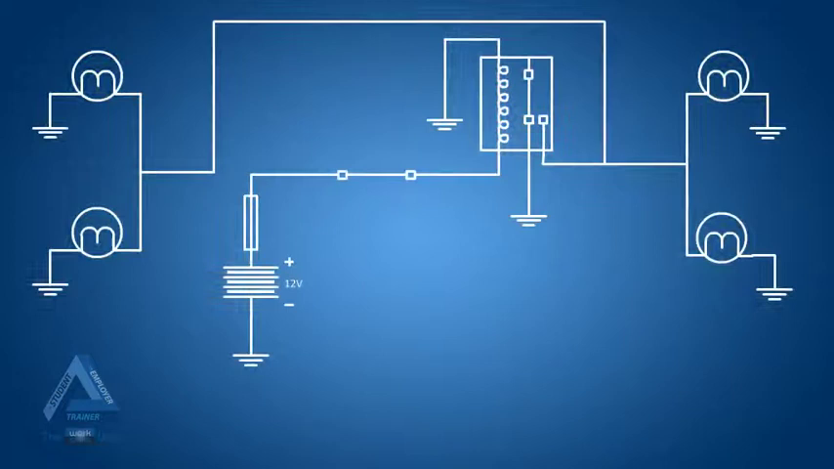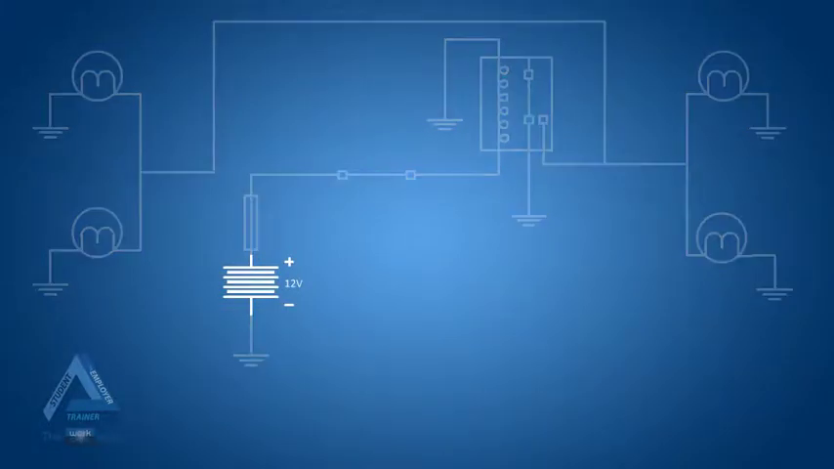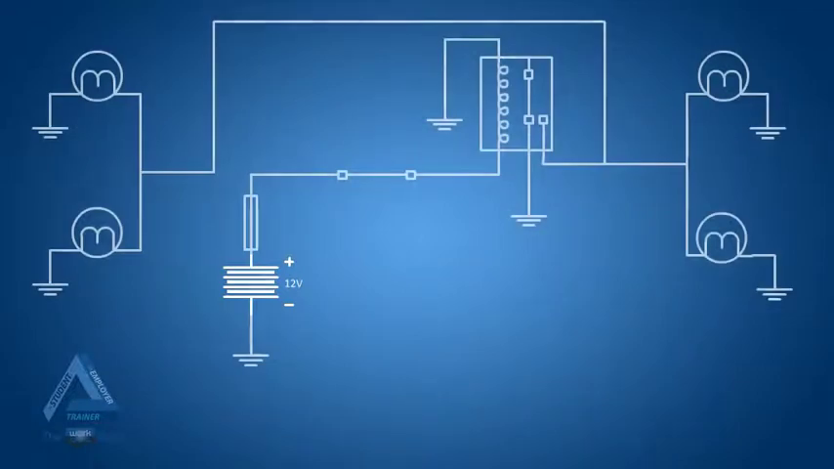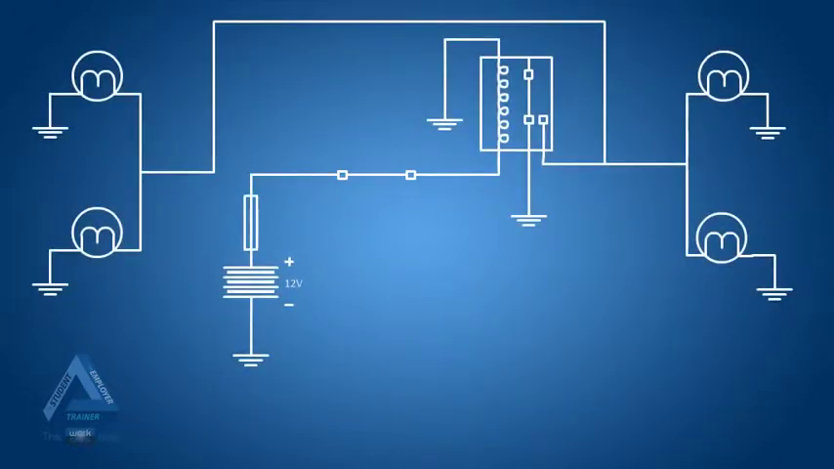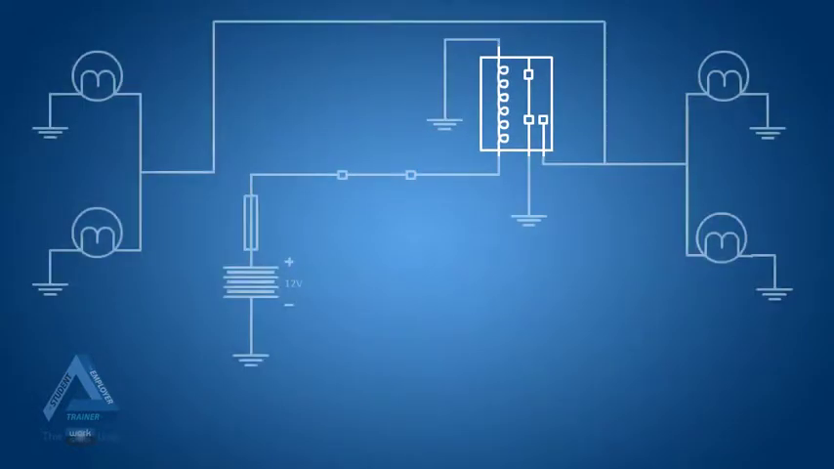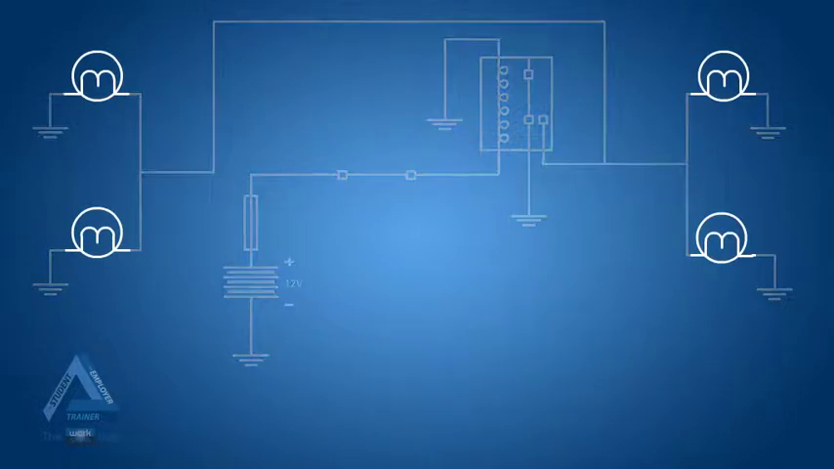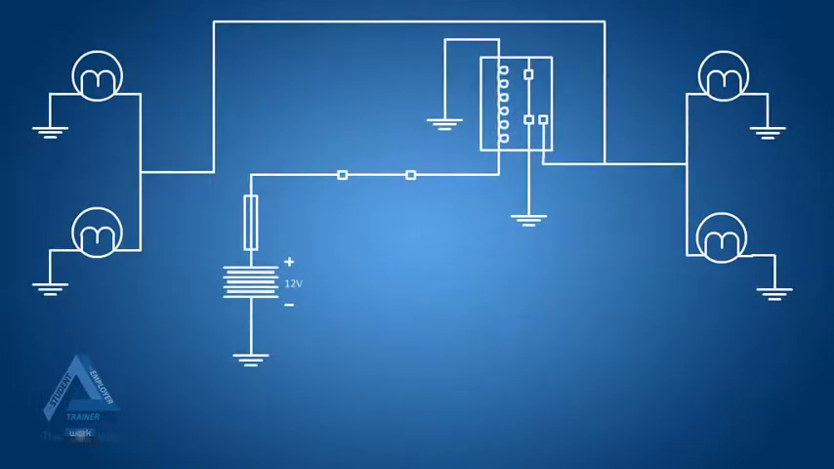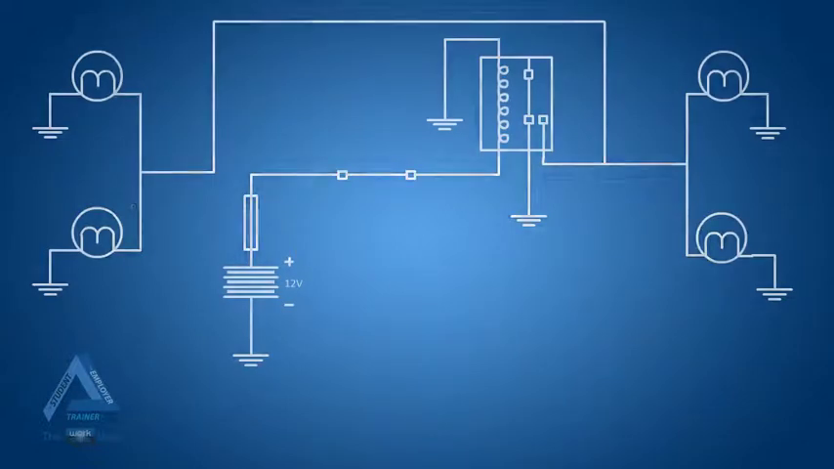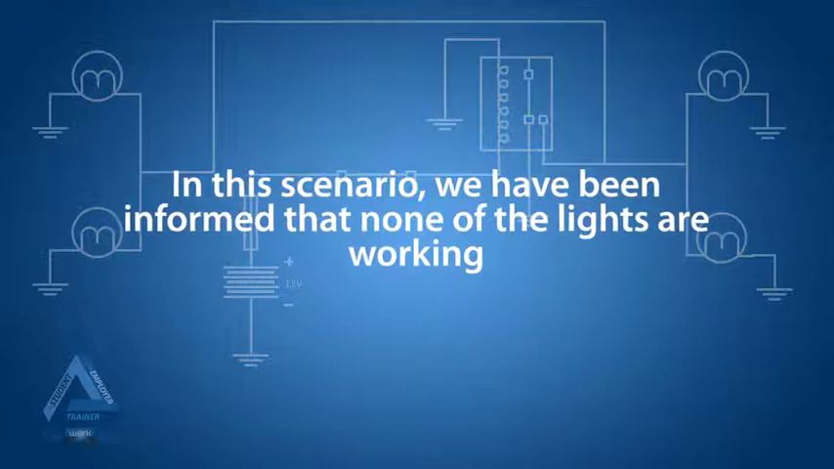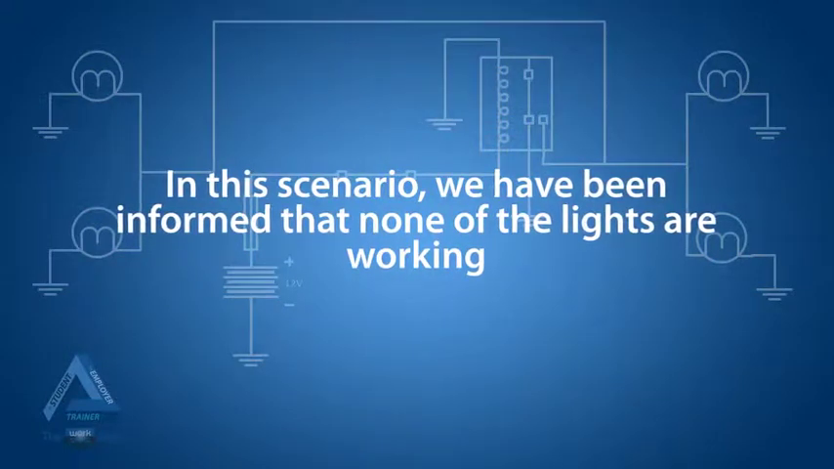This is a simple circuit diagram for the headlights and park lights. This includes a battery, fuse, switch in the on position, relay, and four lights. The relay and four lights are connected back to the battery by being earthed to the vehicle body. In this scenario, we have been informed that none of the lights are working.